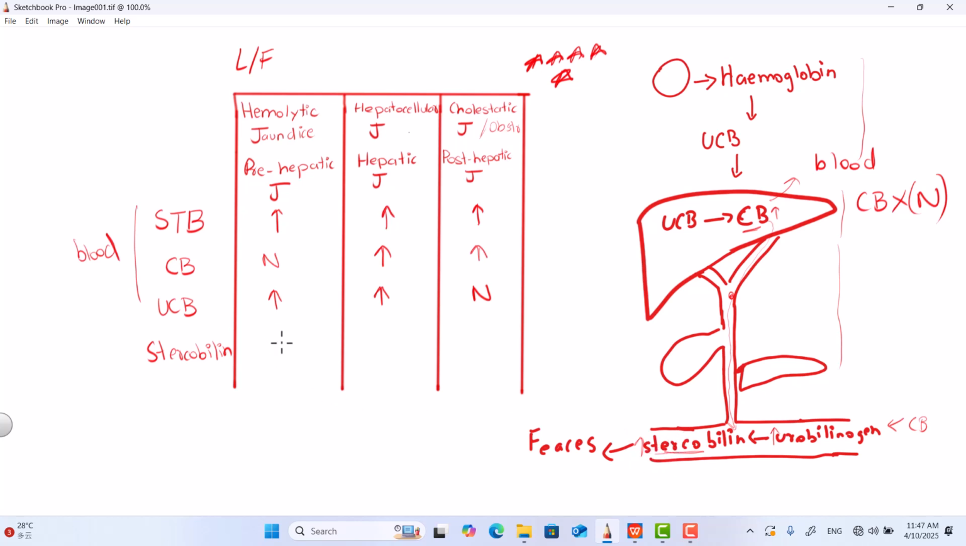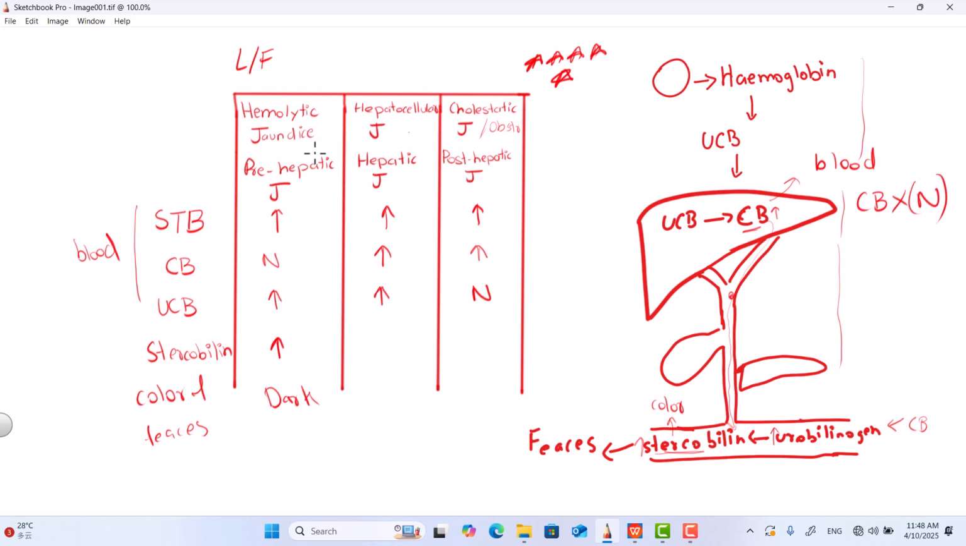In pre-hepatic jaundice, hemolytic jaundice, we know that stercobilin is actually going to increase. Why? Because as I already told you, we are making conjugated bilirubin at its maximum capacity, and conjugated bilirubin is increased in the intestine, due to which we have more stercobilin. And I already told you in the first lecture that stercobilin is related to the color of our feces. So let's add here the color of feces. The color of feces is going to be dark.